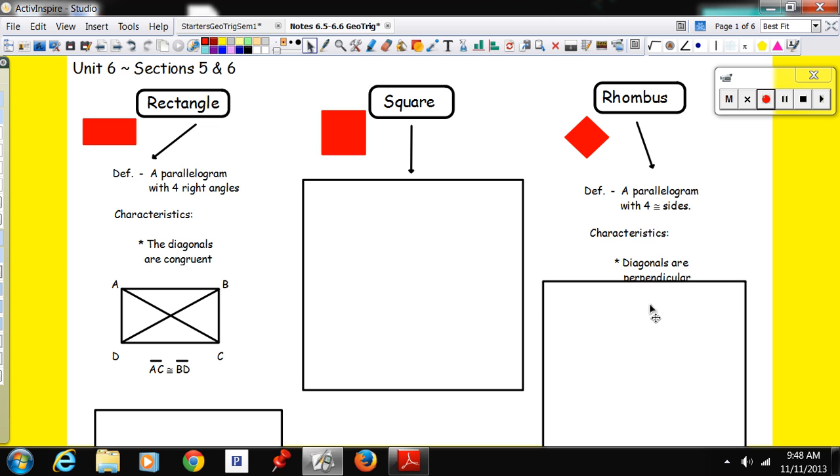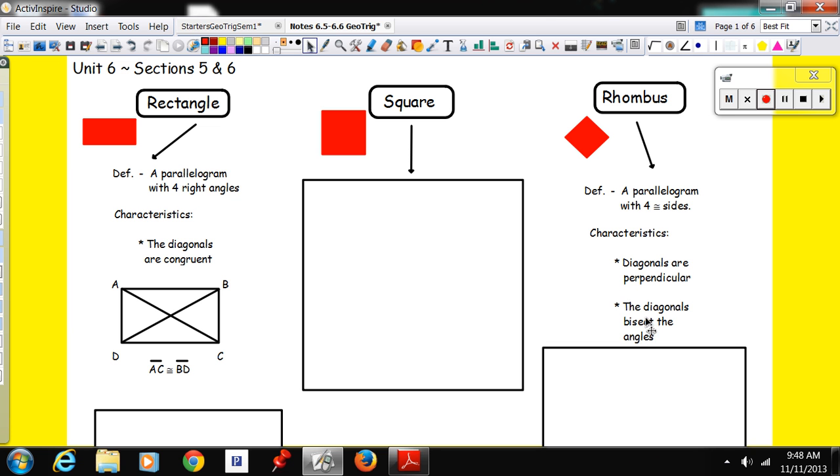Characteristics, there's a few for the rhombus. In every rhombus, the diagonals are perpendicular. Now it doesn't say that they're congruent. That's for the rectangle. The rectangle is where they're congruent. In a rhombus, the diagonals are perpendicular. They're going to make 90-degree angles.